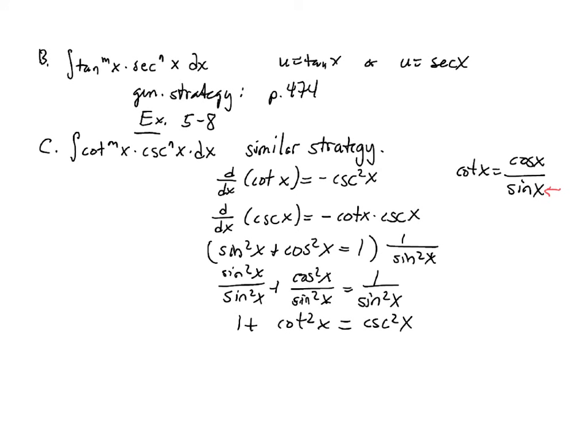So these three formulas are the ones that are going to be really helpful for the problems that are in this track C with cotangents and cosecants. So here's an example for us to consider.